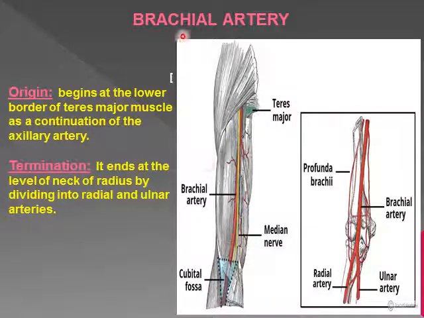Now we'll discuss the brachial artery. As we said before, it is the direct continuation of the axillary artery at the lower border of the teres major muscle, descending in the arm to end at the neck of the radius by dividing into two major branches, the radial and ulnar arteries. Along its course, in the upper half of the arm, the brachial artery lies medial to the humerus, while in the lower half of the arm, it lies in front of the humerus.